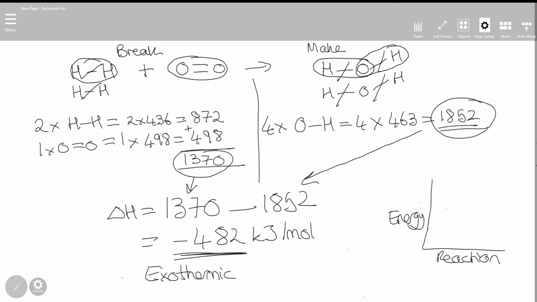It means that more energy was given out in the making of the bonds than what was taken in to break the bonds. If we relate it to this energy profile diagram, like we did in the last video, we can see that this amount of energy here that was put in to break the bonds was the 1370. This amount of energy here that was given out making the bonds was 1852. So overall that energy went down, hence why it's a minus number, and hence why it's exothermic overall.